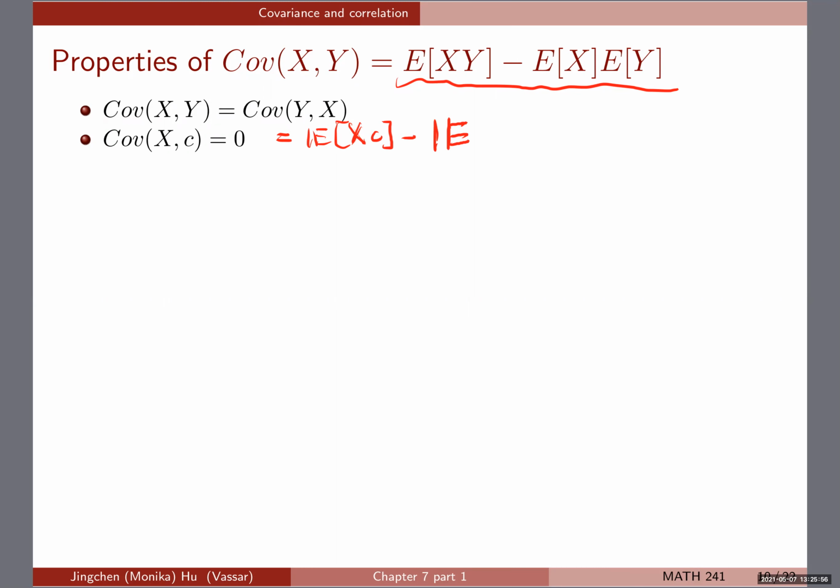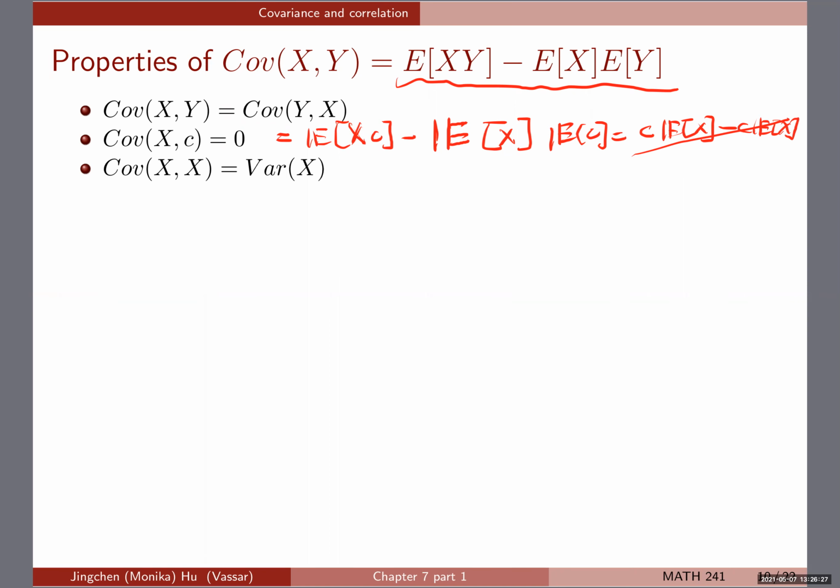Okay, and then the expectation of c, right? Which is a constant, so you're going to have c times the expectation of X minus c times the expectation of X, which is 0. And that's why the covariance of X and any constant is 0. But also just imagine, X is random and c is a constant. So if you think about how they move together at the same time, it's going to be 0. That's what we mean by the covariance in the first place.